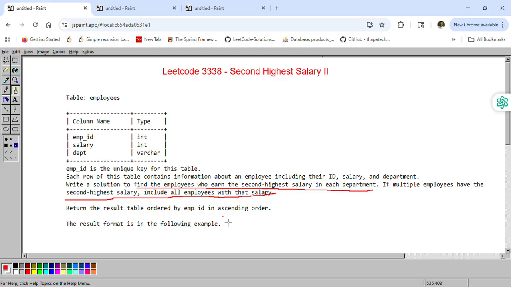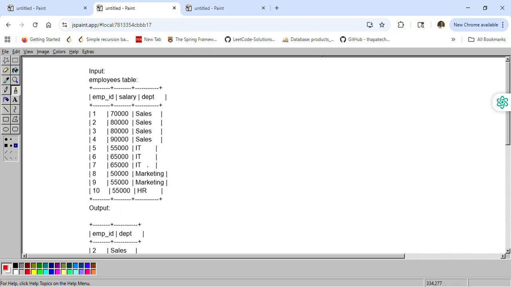Okay, so it is possible that there can be multiple employees with the second highest salary, so you have to include all of them. That is what they are saying. So this is what the problem says. Let's understand this with some examples so that it will be more clear for you guys.